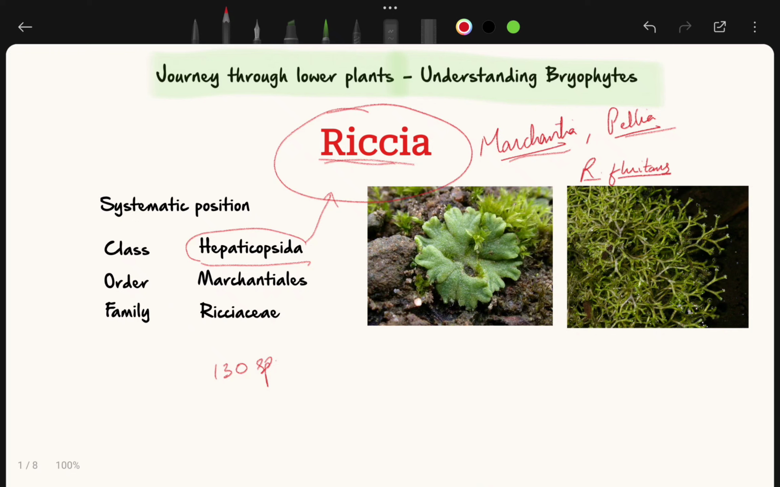Riccia fluitans is known to grow on water. It is an aquatic bryophyte. They are found floating freely on stagnant water or on slow running water. So the rest of the species are terrestrial, that is, they are found growing on land, and Riccia fluitans is an aquatic species. Out of the 130 species found all over the world, about 33 have been reported in India.